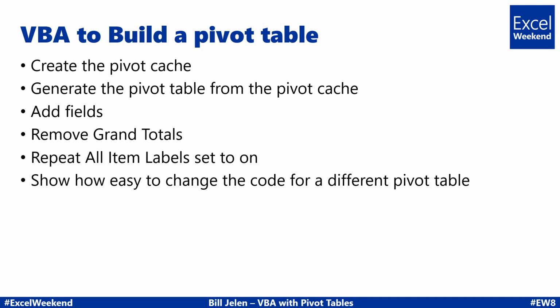In our first example, we're going to take a look at the VBA to build a basic pivot table, how to create the pivot cache, generate the pivot table from the pivot cache, and then add fields. Once you have those basics, then everything else becomes very, very simple. Also here, remove grand totals, repeat all item labels, how to turn that on, and then how to change the code to create a completely different pivot table. Let's get started.